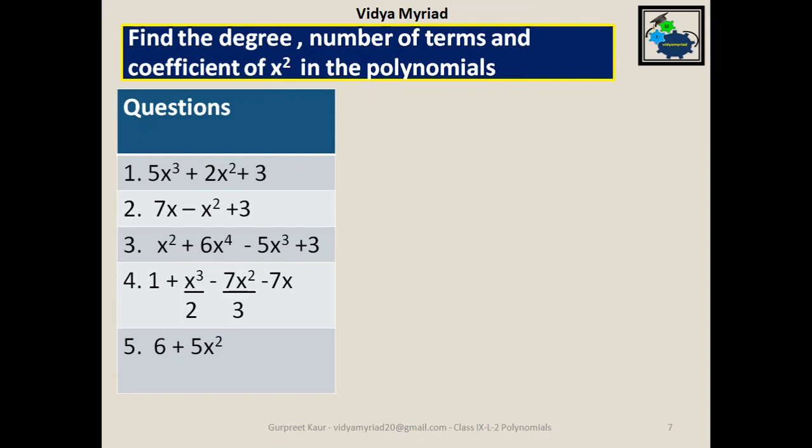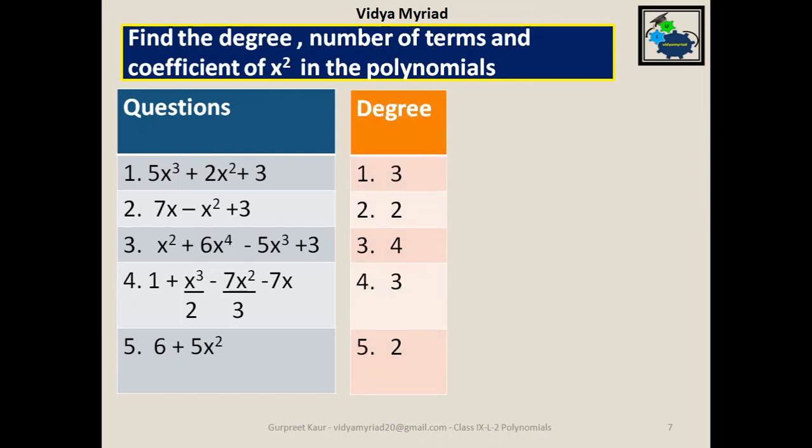Let us first talk about the degree. Degree means in the variable, what is the highest power. That is the degree of the expression. In the first case, if you look into the example, the highest degree is 3, so my answer is 3. In the second case, your highest degree is 2. In the third case, your highest degree is 4. In the fourth case, highest degree is 3. And in the fifth case, your highest degree is 2. So you will write all these one by one about the degree.